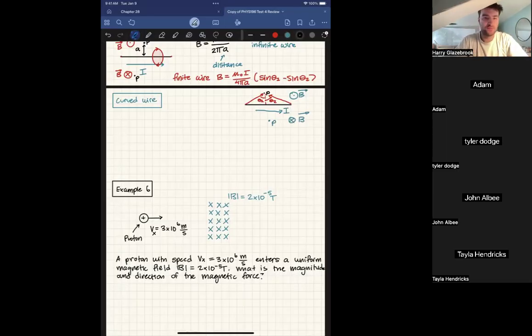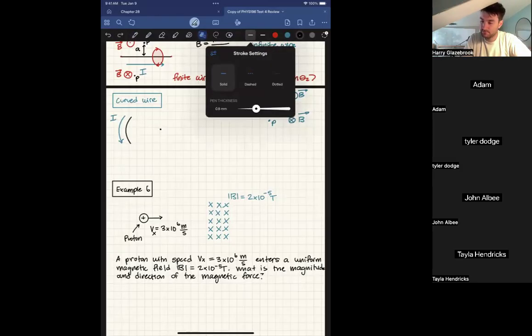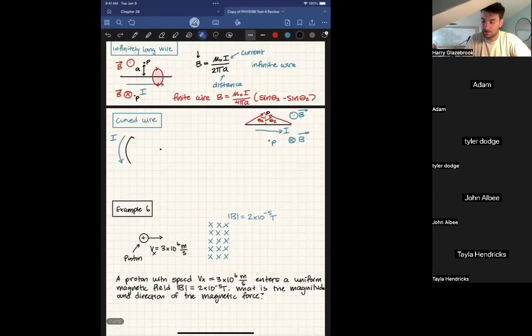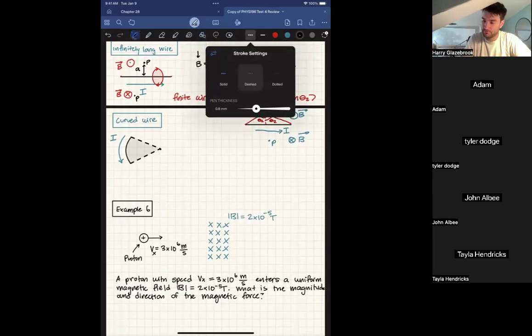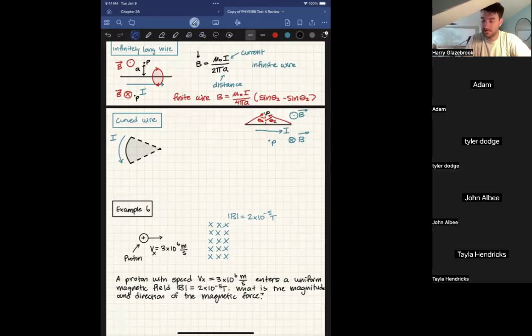Okay, the next most popular geometry you are gonna see is the curved wire. So we have a curved section of wire. And again, I'm giving you the two most popular ones you're gonna see, and I think those are the ones most likely to be on the test. But there are other geometries, so just take note of that. So we have a curved section of wire. It has some current going through it. We want to find what the magnetic field is at point P here.